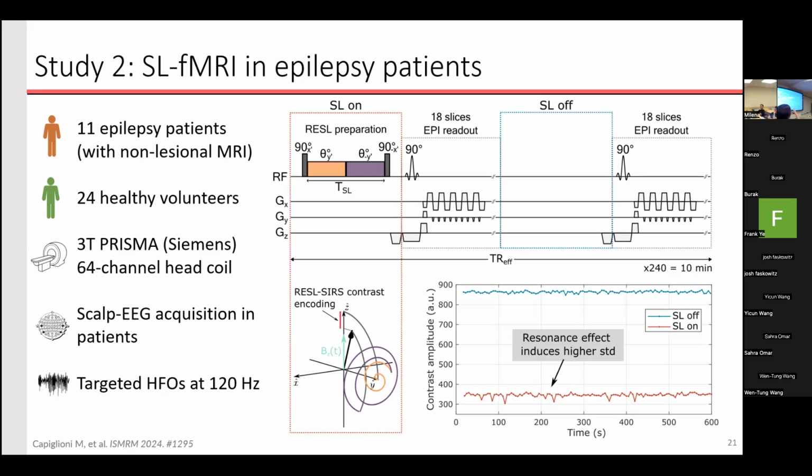And our control measurement was a spin locking off, which means it's a volt signal. So every time we have a patient, we measure with this alternating spin lock on off during 10 minutes, and we are encoding again this effect. And what we would expect to have if we simulate this very sudden burst of interictal epileptiform discharges at 120 hertz is that the spin locking off remains constant, but the spin locking on has this dropping signal, so it has a higher standard deviation.